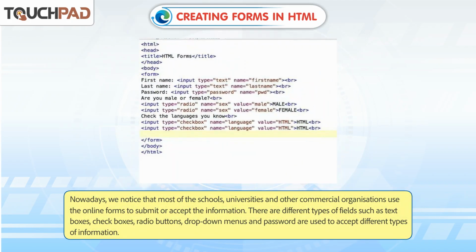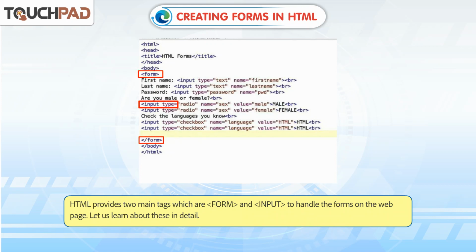Nowadays, we notice that most of the schools, universities, and other commercial organizations use the online forms to submit or accept the information. There are different types of fields such as text boxes, check boxes, radio buttons, drop-down menus, and password used to accept different types of information. HTML provides two main tags, which are form and input, to handle the forms on the web page. Let us learn about these in detail.